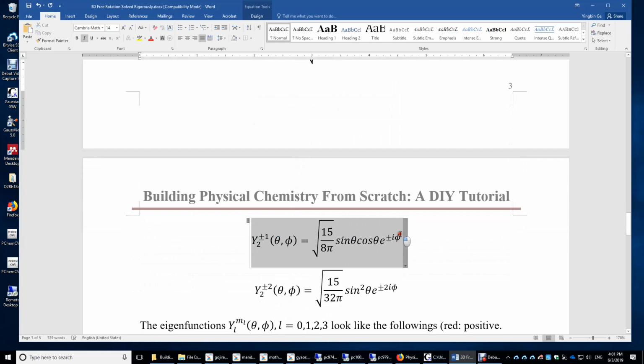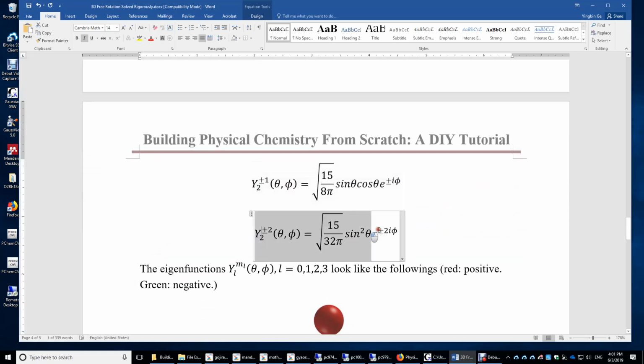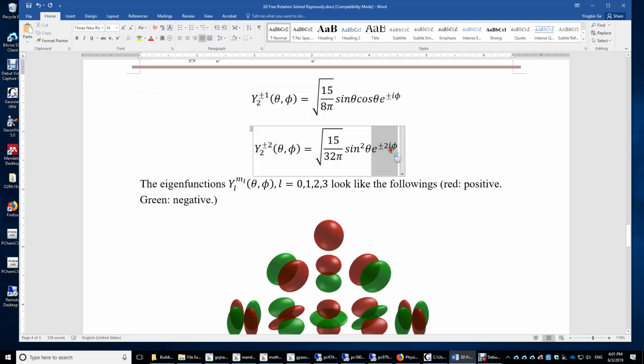Over here, we're looking at the linear combination of dyz and dxz. Over here, we're looking at the linear combination of dxy and dx squared minus y squared. So you can expand this e to the power of plus minus 2i phi, and then you will see this function is simply x squared minus y squared divided by r naught squared, or x times y divided by r naught squared. So let's look at the shapes of these eigenfunctions.